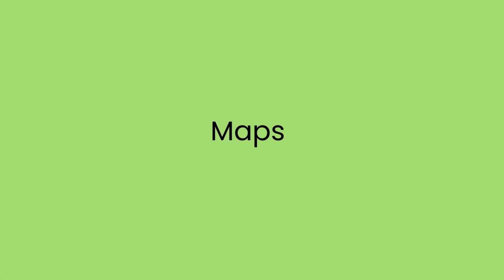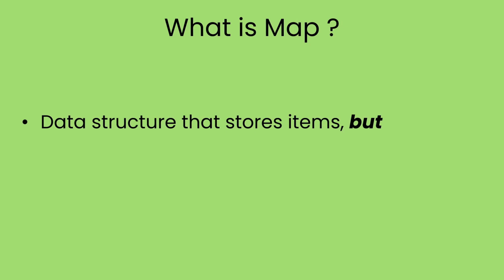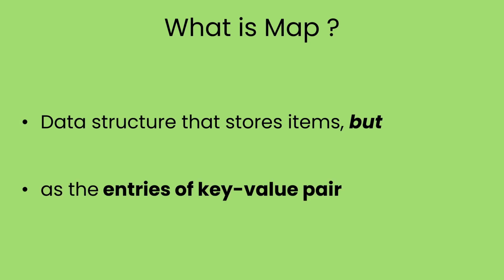Hi, in this video we are going to discuss maps in Java. Map is a data structure which stores items like different data structures we already discussed, but how is it different? Map stores the items as the entries of key-value pair, so we have key and corresponding value.